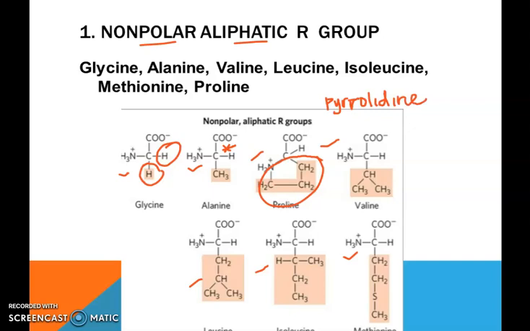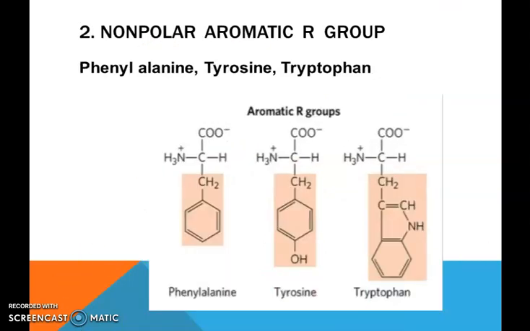Valine, leucine, isoleucine have branched chain in their R group. Methionine is a sulfur containing amino acid. It has a thioether group. Second one is amino acids containing nonpolar aromatic R group. What are those? Phenylalanine, tyrosine, tryptophan.